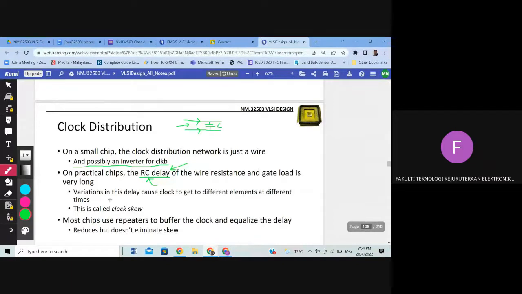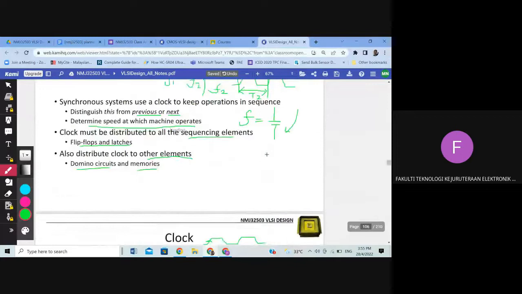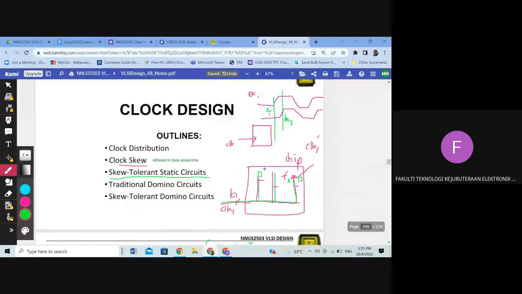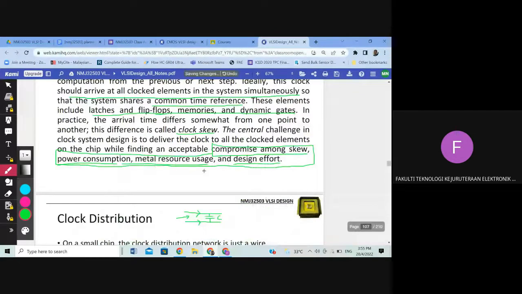So variation in delays causes the clock to get to different elements at different times. This is what we have discussed as clock skew: the clock arrives at different elements at different times. For example, take element number 1 and element number 2. The clock here will differ in arrival time compared to the clock there, due to the RC delays. We can use that kind of diagram to explain in your answer if I ask you.